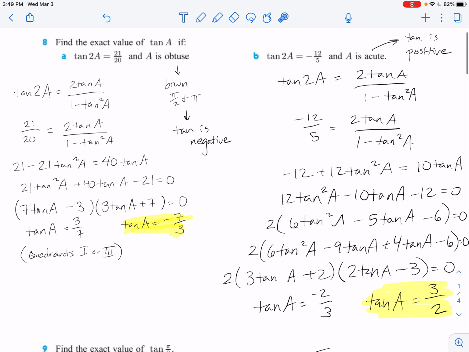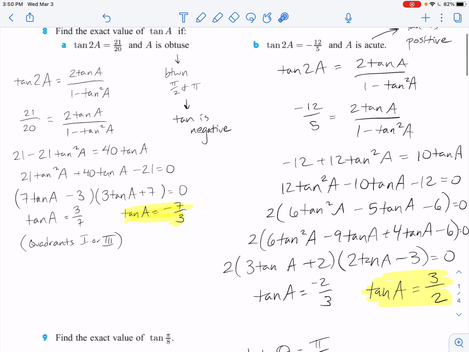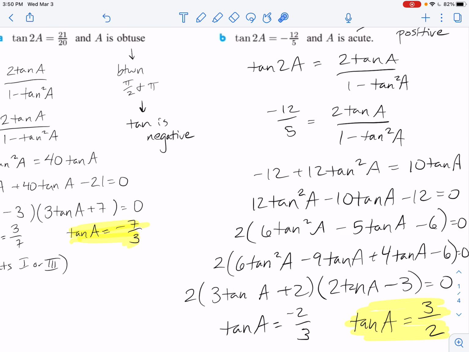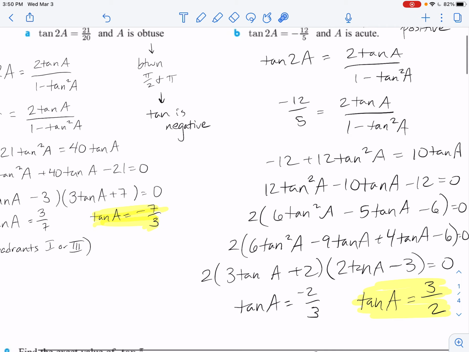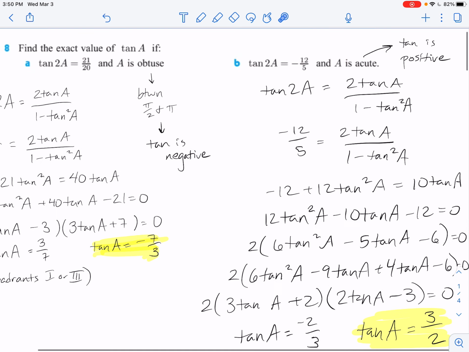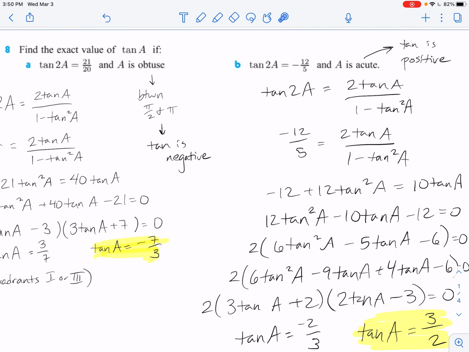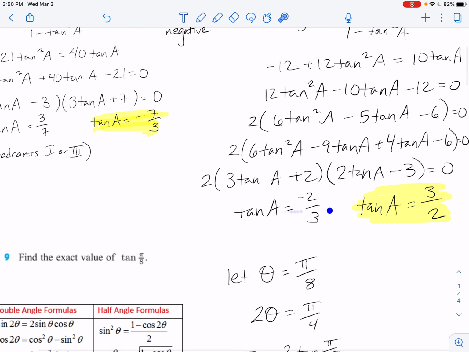The other one behaves in an almost identical way, so pause the video if you want to try and do it on your own first. But I set this up, and then I cross multiplied, and then I got down to here and I split the middle term, and maybe I was going to factor by grouping, but the 2 kind of messed me up, and so I just didn't really care. And from there, I remembered how to factor. And since a is acute, that means it's in quadrant 1, that means that tangent is positive. So when I got down to having 2 answers, one negative and one positive, I took the positive one and moved on with my life.